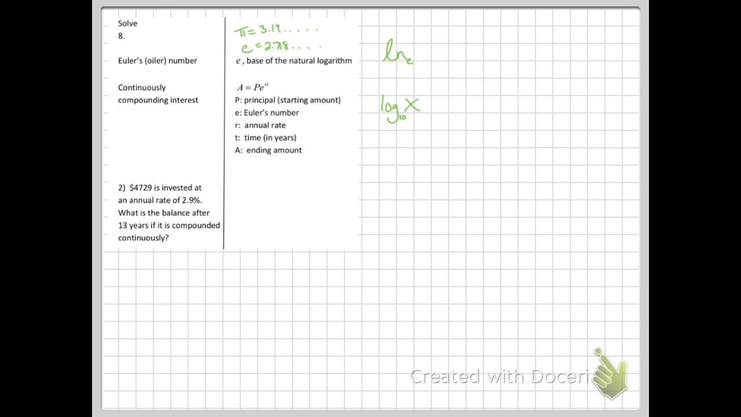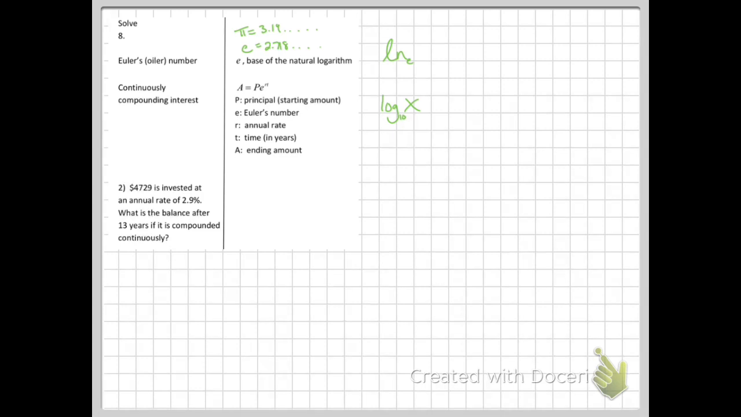So it's often used in continuously compounding interest. So you can see the formula there. P is the principal, how much you start with. e is Euler's number, but there's a button for it on your calculator. r is the annual rate, t is time in years, and the answer is your ending amount.